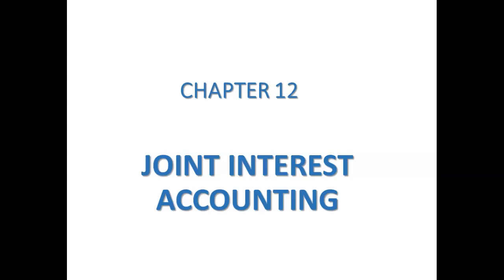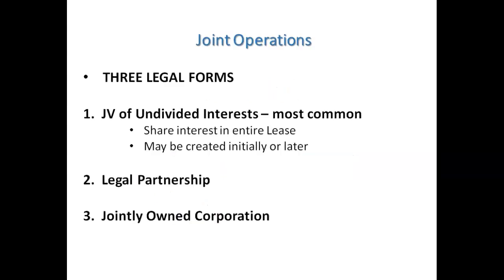Today we're going to talk about Chapter 12, Joint Interest Accounting. There are three legal forms of joint operations. You have your joint venture of undivided interest. This is the most common form you will see. They share interest in the entire lease. It may be created initially or it can be created later. You can have a legal partnership or a jointly owned corporation.